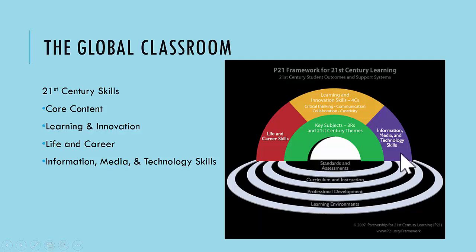On the outside of those key subjects, this Partnership for 21st Century Learning identifies three additional aspects that are necessary for students to be successful once they leave a public school setting. That includes life and career skills, learning and innovation skills, including critical thinking, communication, collaboration, and creativity, and information, media, and technology skills. All these skills are required for a modern citizen.